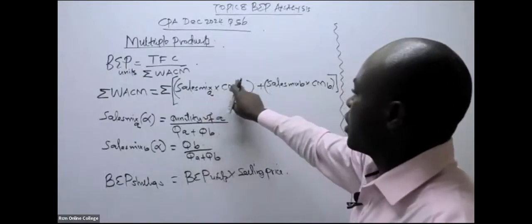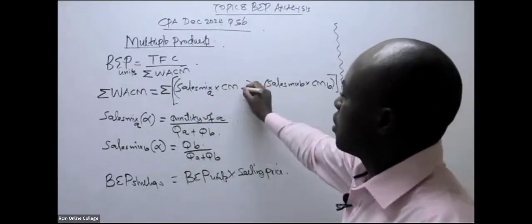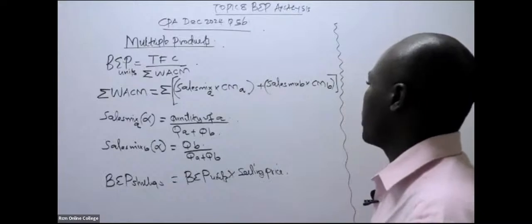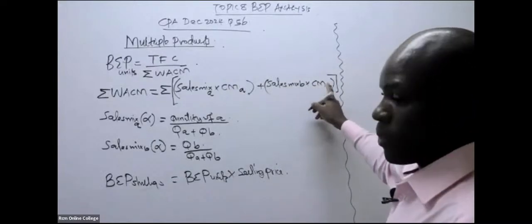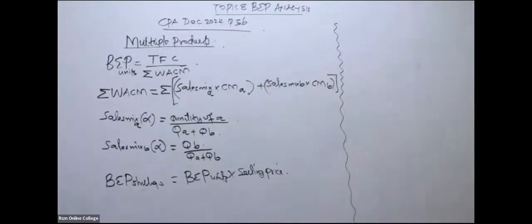Sales mix ratio of A, contribution margin of A. Sales mix ratio of B, contribution margin of B. Good. So having done that, can we now go ahead and have our break-even point in units for the multiple products?